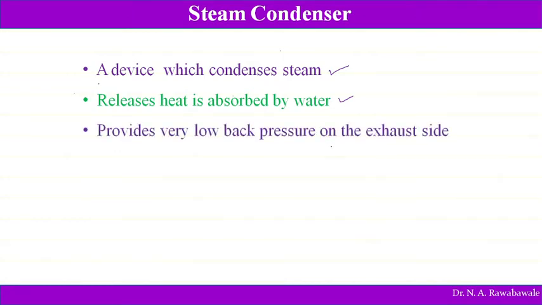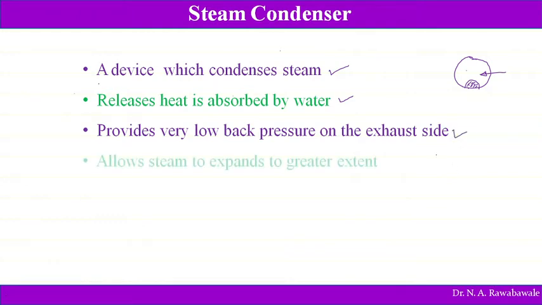Then it provides very low back pressure on exhaust. Low back pressure means, as I have just explained, it creates the vacuum: as the steam gets converted into water and accumulates, it occupies very low space, and the rest of the space is vacant, and that is nothing but vacuum. So as there is a vacuum, the exhaust pressure or back pressure of the turbine is going to reduce. What is the advantage of this back pressure, we will be looking at.